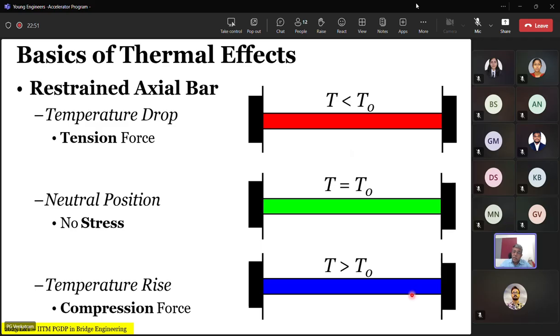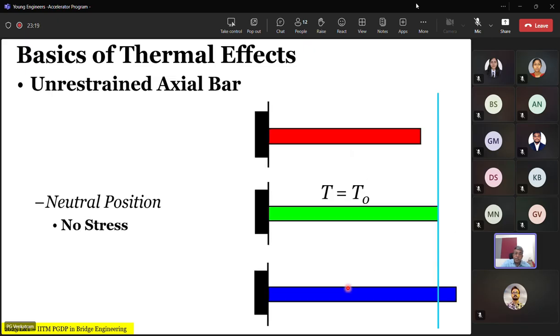So the question is, what is good for us? Do we maintain it at T naught, a neutral position with no stress? Do we allow tensile forces to appear? Do we allow compression forces to appear? These are the questions to be answered when you think in terms of bridge junctions and the ability of these junctions to breathe. That is how the bridge breathing unit concept comes into the picture.